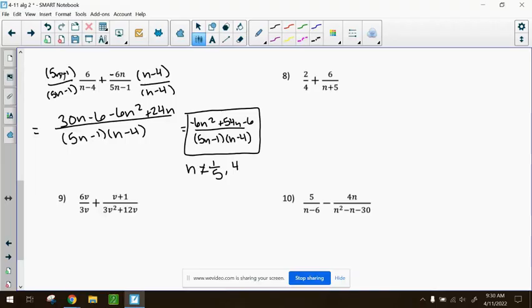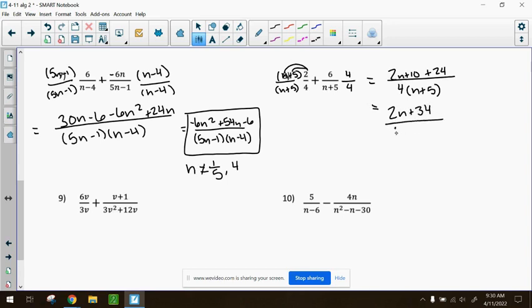Number 8 is the same process. I'm looking to multiply each fraction by what it's missing. So the first one is missing the n plus 5. The second one is missing the 4. So then as we write our common denominator, it is 4 times n plus 5. In the numerator, when we distribute this 2 through the parentheses, we get 2n plus 10. 6 times 4 is 24. So we're left with 2n plus 34 over 4 times n plus 5.